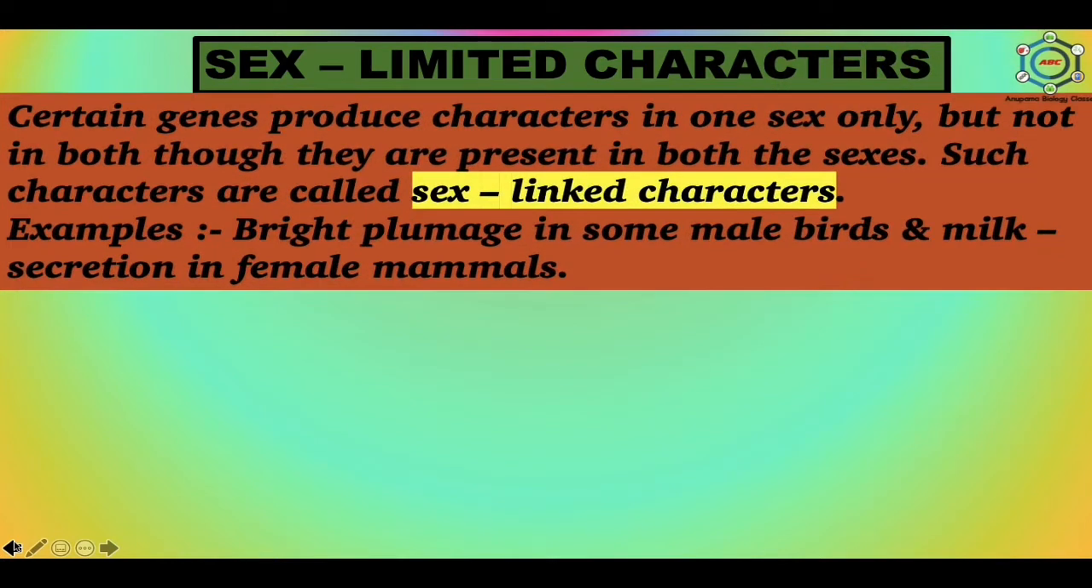Now, the sex-limited characters. Certain genes produce characters in one sex only, but not in both, though they are present in both the sexes. Such characters are called sex-limited characters. For example, bright plumage in some male birds and milk secretion in female mammals.